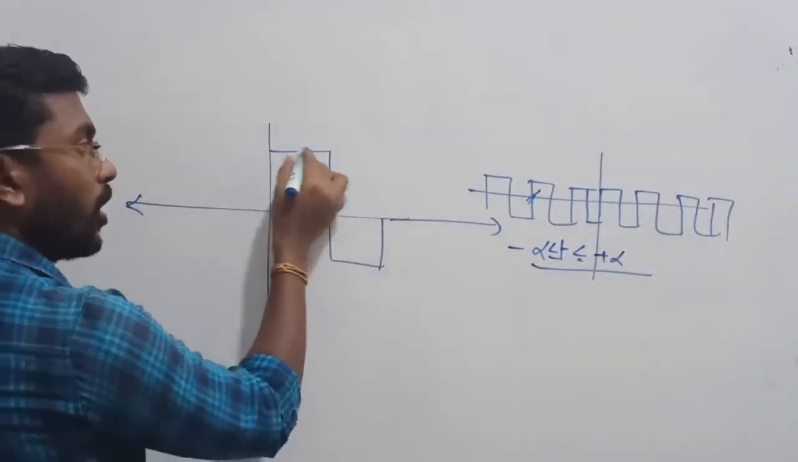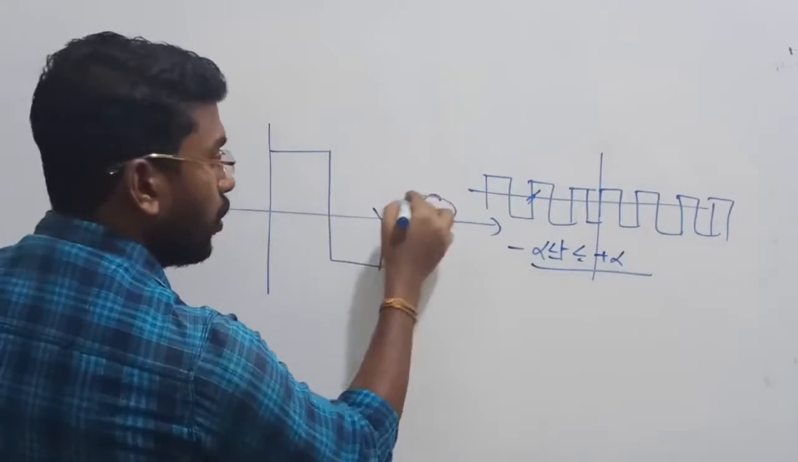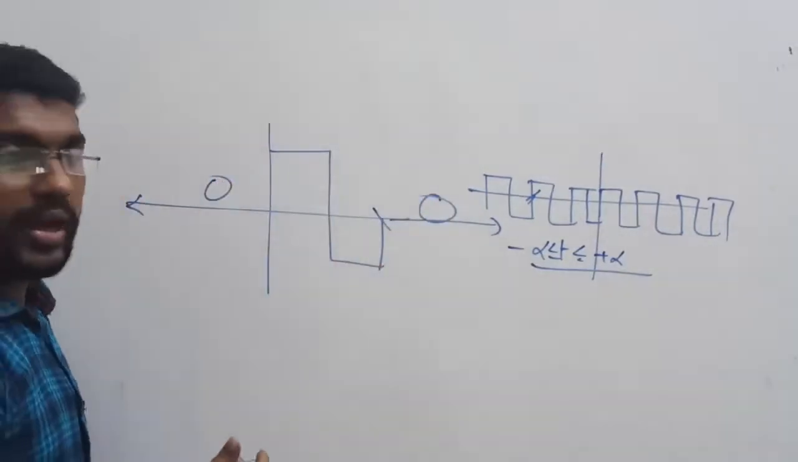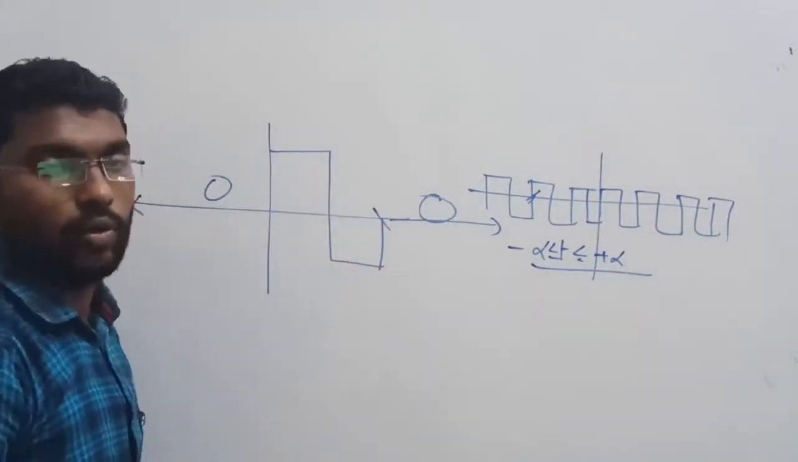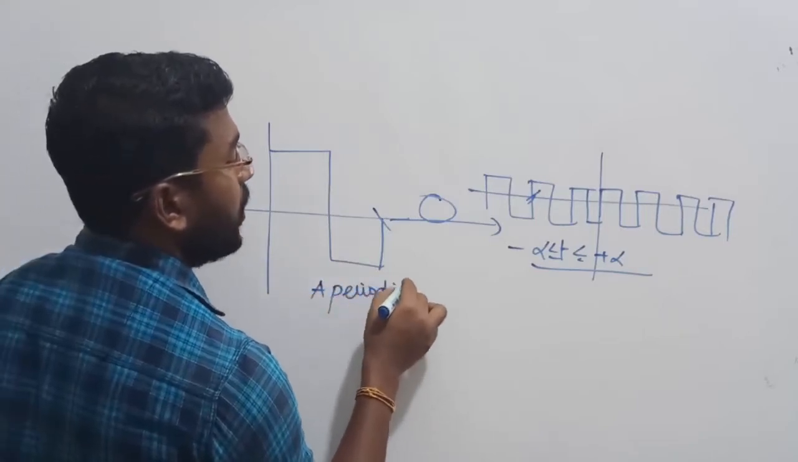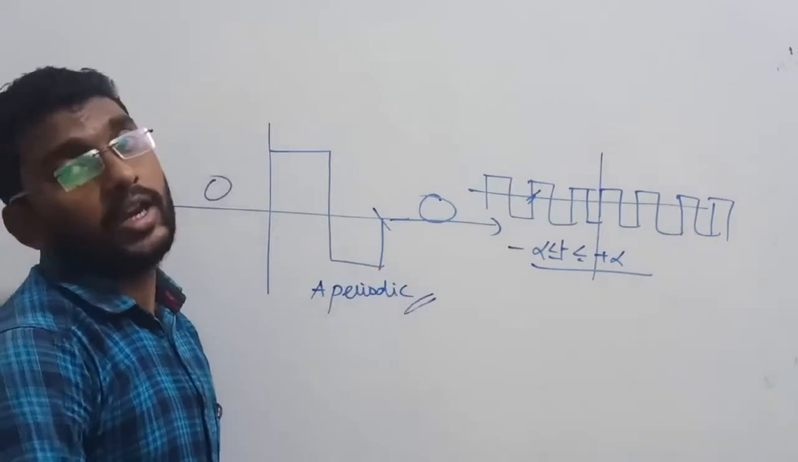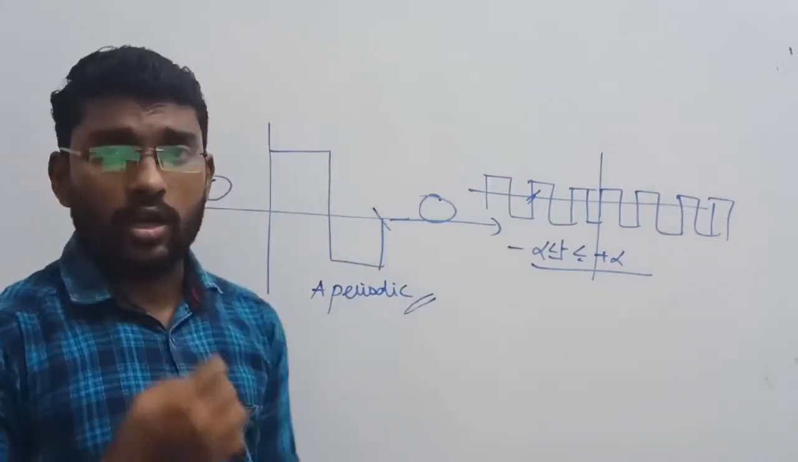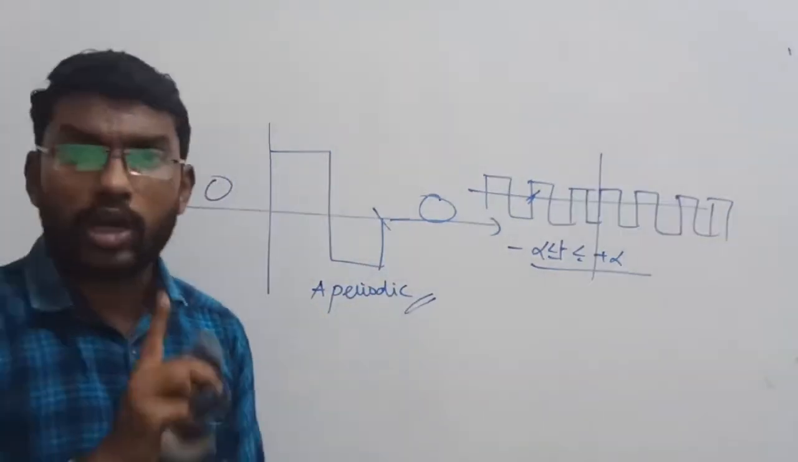But here see that I have only one cycle. After that I have 0. Here it is 0. Is it periodic? Is it repeating itself? No. So that is called an aperiodic signal. Such types of signals are called aperiodic signals. So that is the difference between periodic and aperiodic signal, right? So till now I have given the explanation for only one signal, right?